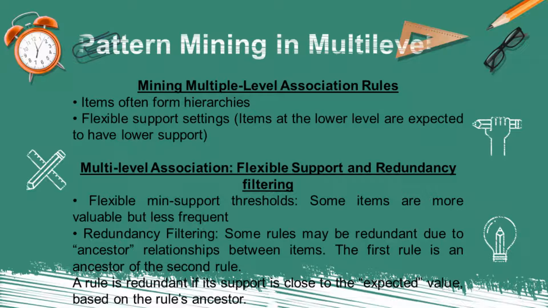So there are two kinds of multi-level association. First is flexible support and the second one is redundancy filtering. First is flexible minimum support threshold, some items are more valuable but less frequent. So once a store bought some products in a very minimal amount because it is popular, many customers will be attracted to that product, and since it is limited, it will become less frequent.